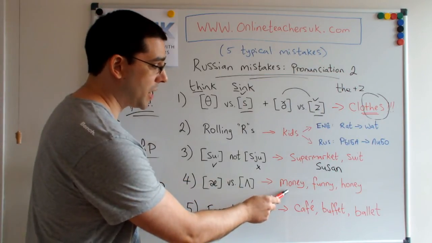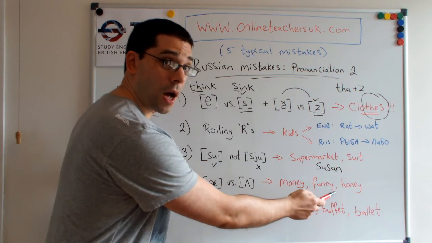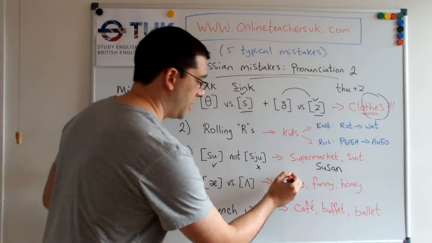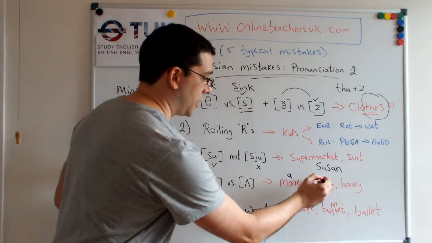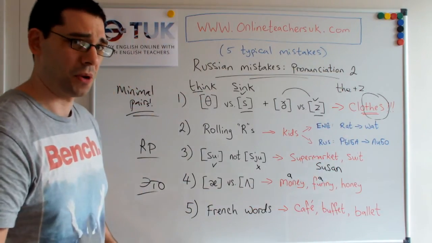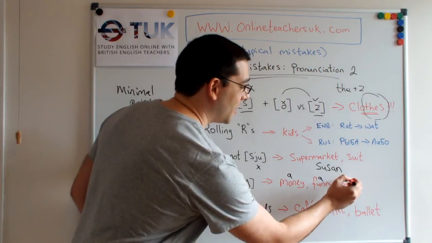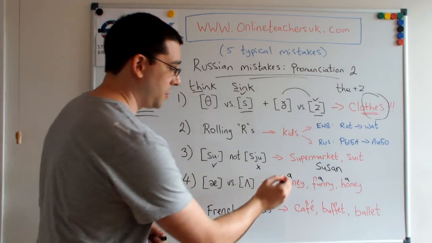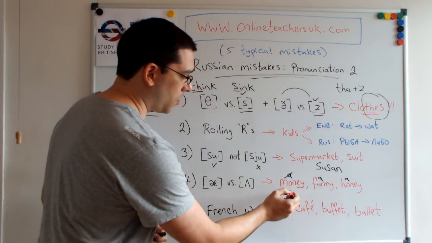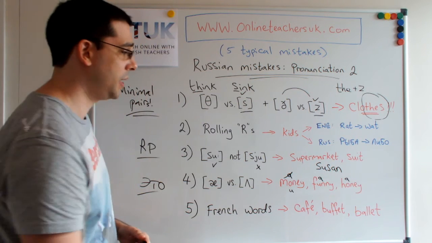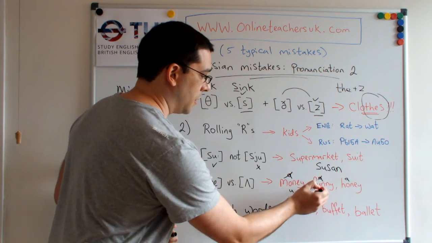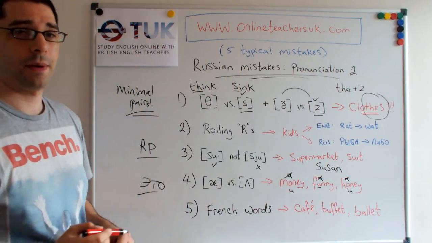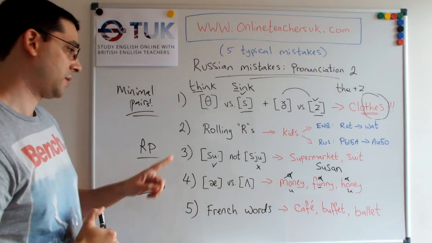Here with words like money, funny, and honey, Russians have a tendency to pronounce this as manny and fanny, which is not a particularly good word in English, and hanny, something like that, right? So you don't want this in here. You don't want the a. You want a kind of a sound. So this is money. This is funny, and this is honey, right? So that's different.